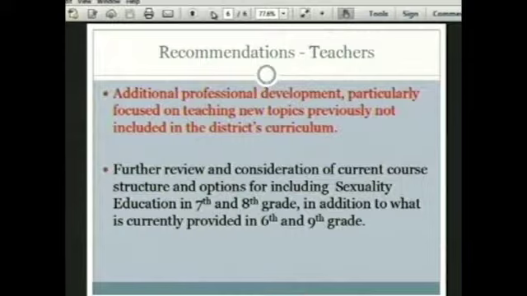The committee, upon reviewing the current standards and the scope and sequence of how that happens in each grade, recommend that we begin to look at the possibility of including some sort of continued coverage of these topics in both 7th and 8th grade as well to cover the gap between 6th grade and 9th grade. Those are the two predominant recommendations from our teacher committee.